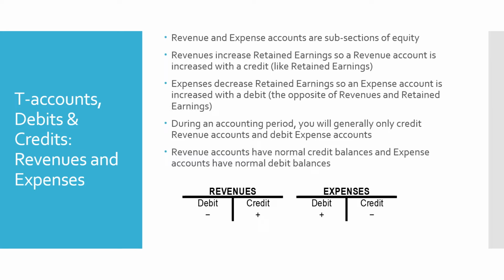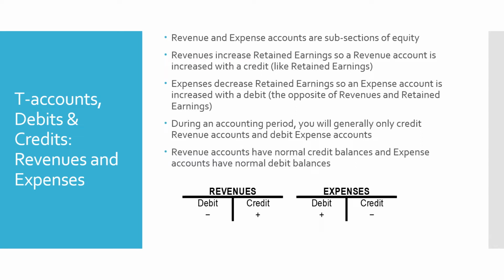We know that expenses decrease retained earnings, so expense accounts are the opposite of the way the retained earnings account functions in terms of debits and credits. So the expense account is going to be increased with a debit, the opposite of revenues and retained earnings. It's going to be decreased with a credit and have a normal debit balance.